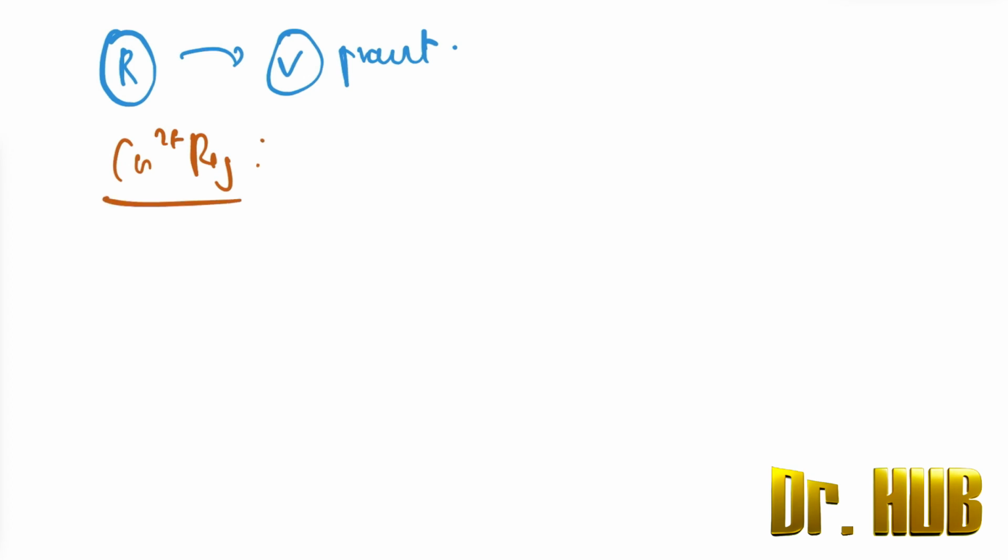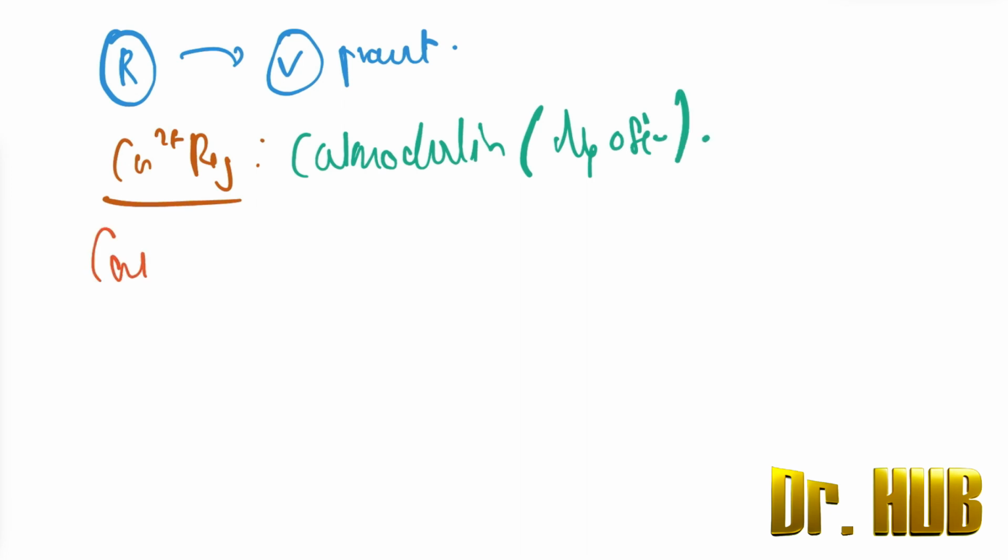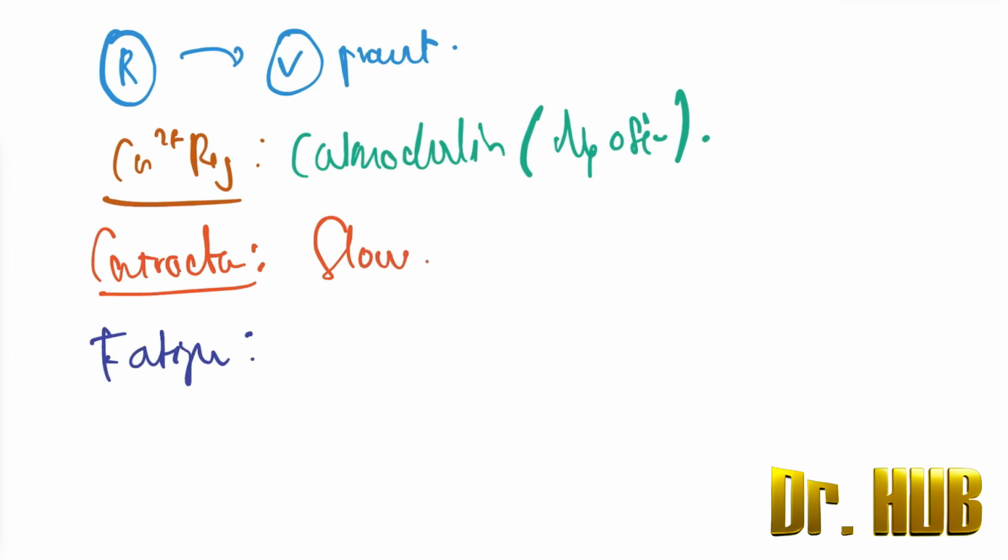This is the smooth muscle. It is by the calmodulin, that is a myosin. Then how is the contraction? The contraction will be slow in terms of the smooth muscles. Then fatigue, it does not get fatigued. The smooth muscle does not get fatigued, whereas the skeletal muscle gets fatigued rapidly.